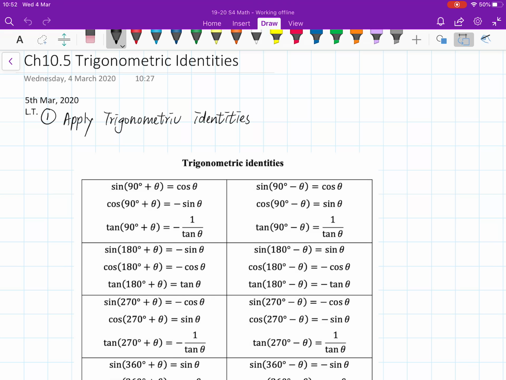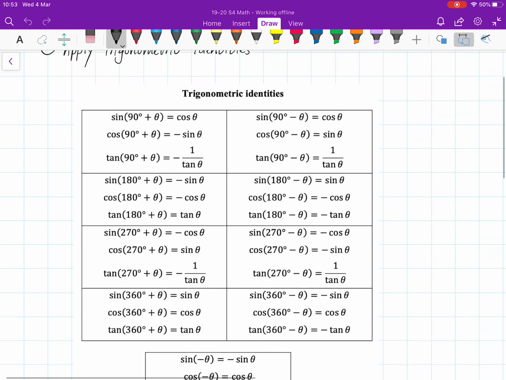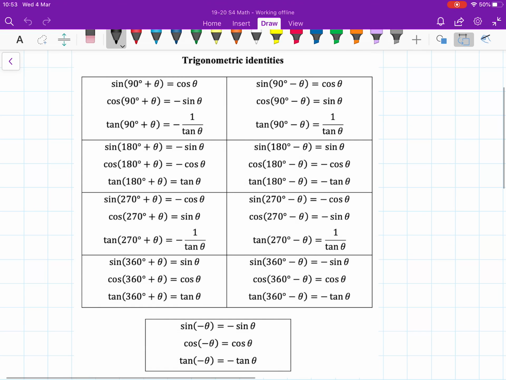So please turn to a new page of your notebook. Write down the date of today and the learning target. Apply trigonometric identities. So after this video, I believe that all of you can memorize and apply the whole table.